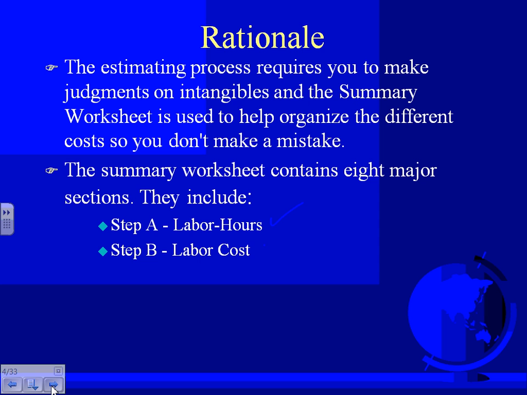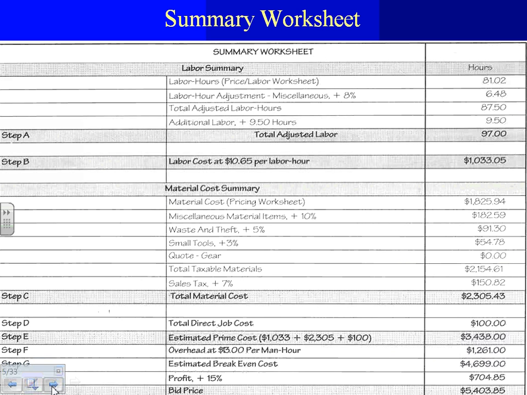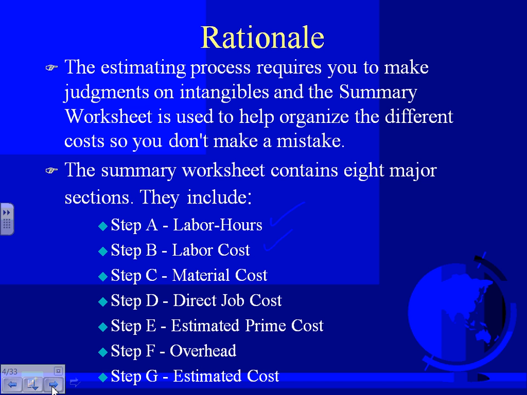We have labor hours, labor cost. We group them: labor hours, labor cost, material cost, direct job cost, estimated bid prime cost, overhead, and estimated cost. And these are the steps, guys. Basically, how much is it going to cost you to build this project?